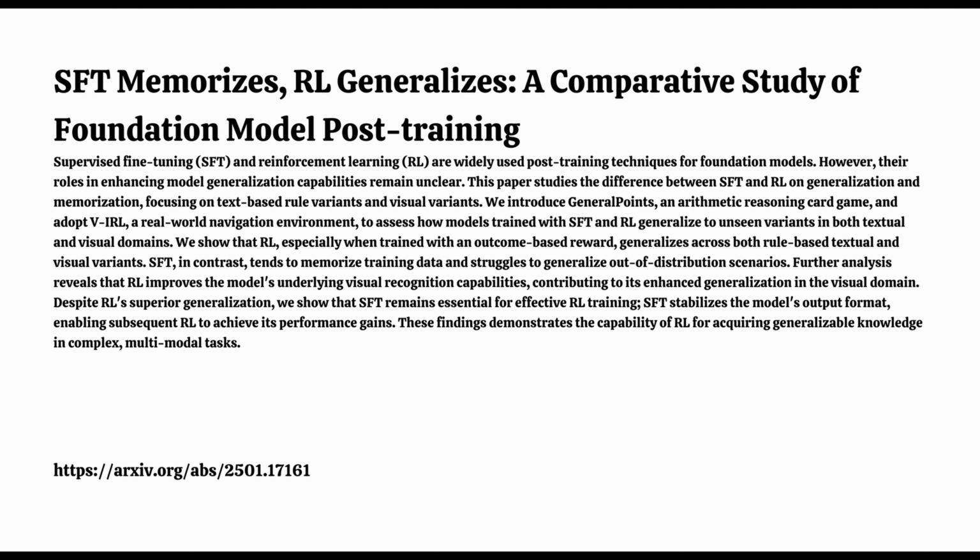Yeah. I mean, like in GeneralPoints, for example, reinforcement learning led to significantly better performance. Especially when those rule variations were in play, like assigning different values to the face cards. Right. So SFT had some trouble with that, I guess. It did, yeah. It showed this tendency to just memorize the training data, which didn't really help it when it was faced with something new. That makes sense. So it couldn't really go beyond what it had seen before. Not as well as RL could, no.